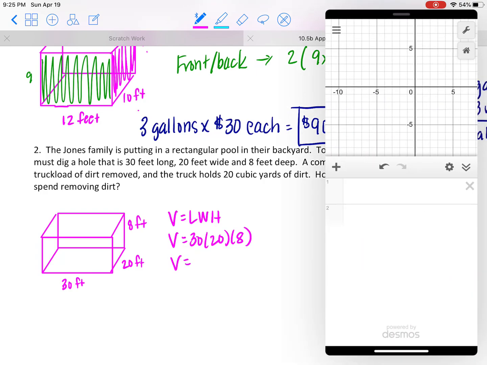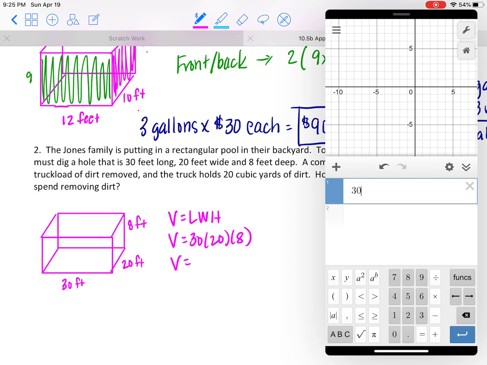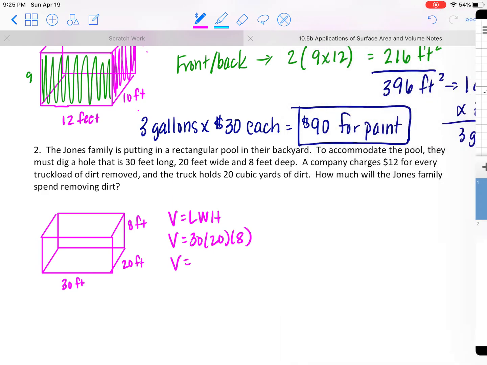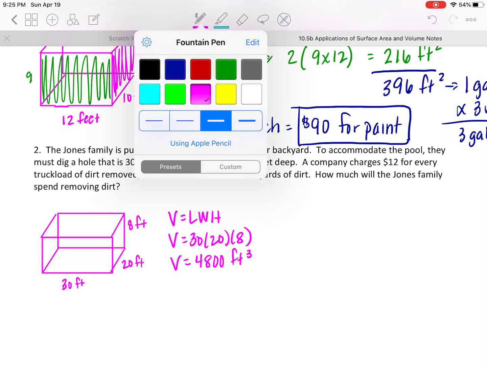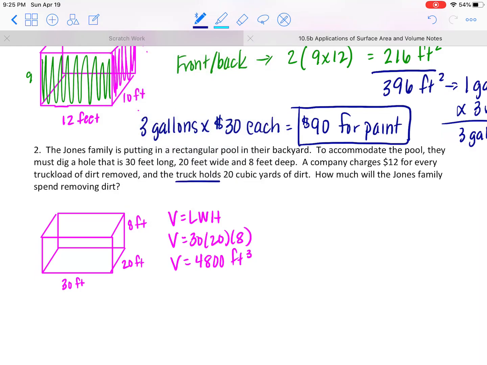So the total volume here would be 30 times 20 times 8, which makes the volume, again, let's not make any silly mistakes, 30 times 20 times 8 is 4,800. So we have 4,800 feet cubed of dirt coming out of this rectangular space. Now, the company charges $12 for every truckload of dirt, and the truckload of dirt holds 20 cubic yards. So the truck holds 20 cubic yards.